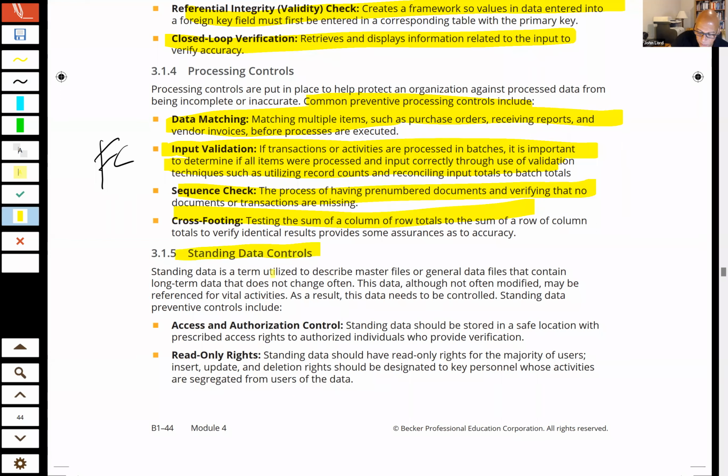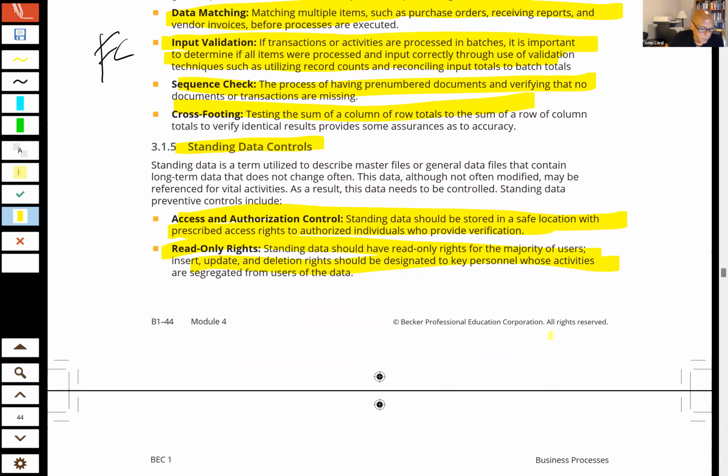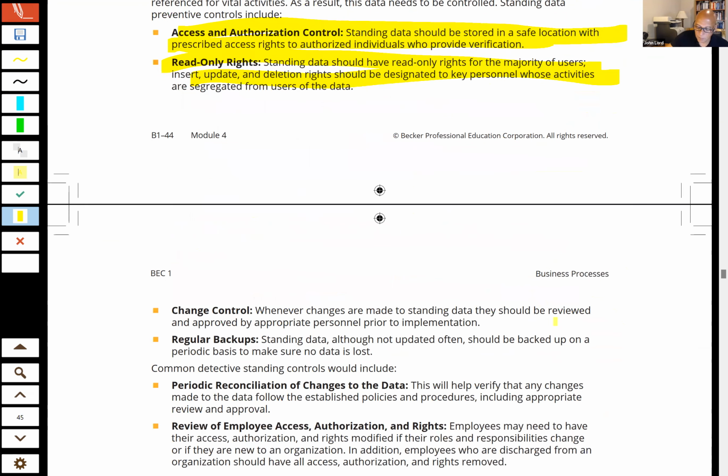Okay, access authorization. Should you be in a particular system? Are things in a safe location? Okay, visitors should not have access to the computer room, right? Read-only rights so that data isn't lost. Okay, coming over, change control. Okay, if there is a change to a system, it should be documented and appropriately approved. Whatever the change is, regular backups, okay? There should also be guidance as to how to conduct these things with the backups.